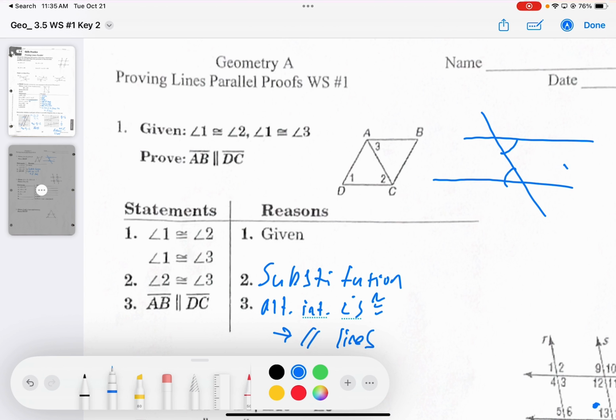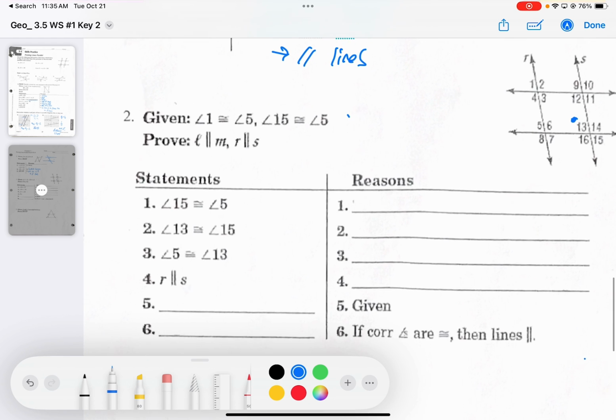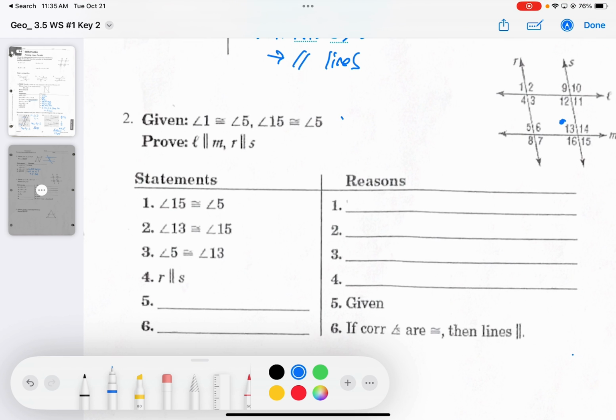All right, cool. Let's look at number 2. All right, this one's a bit longer. All right, take a seat for this one. What'd you say, Jillian? Oh, sorry.